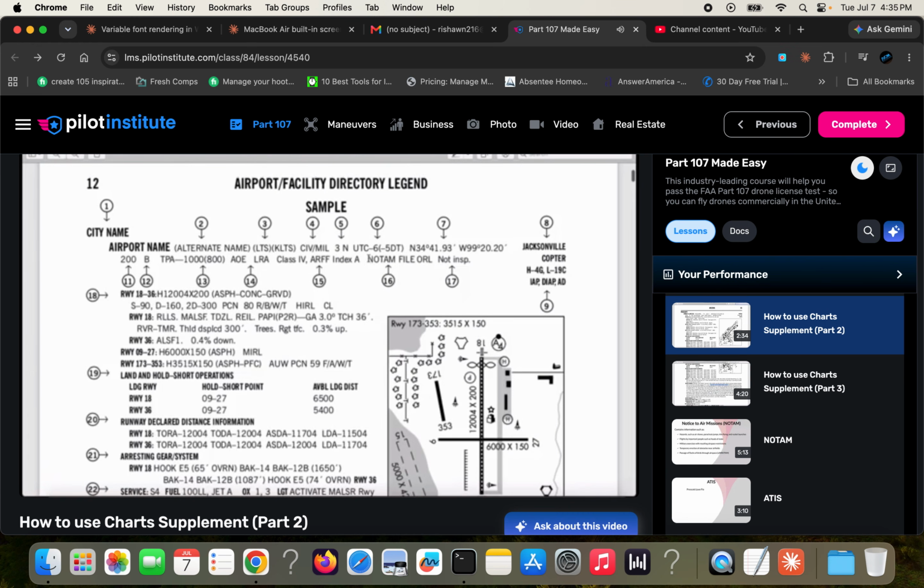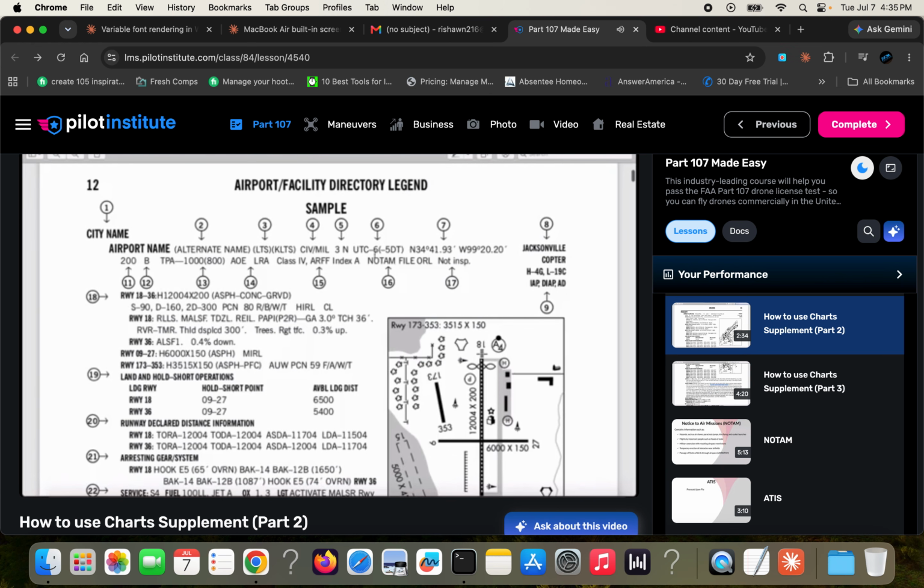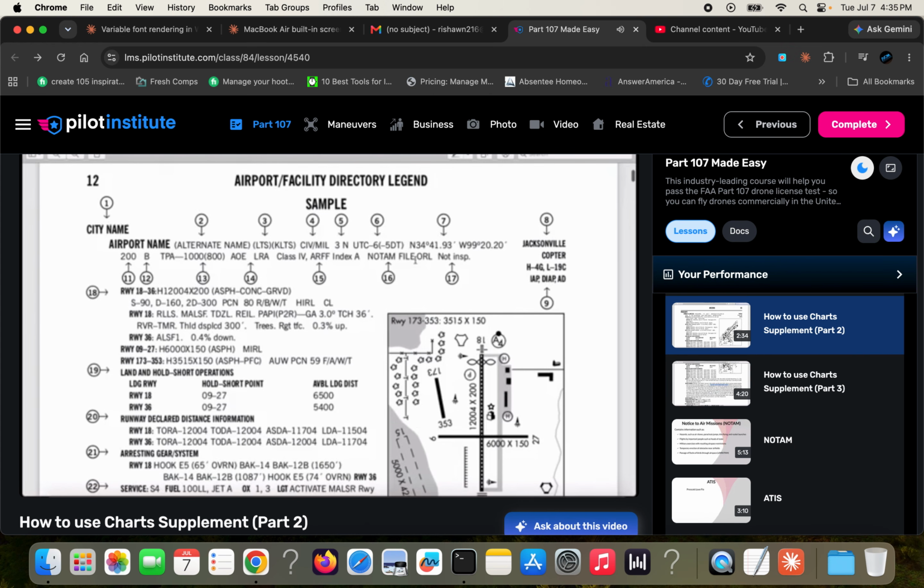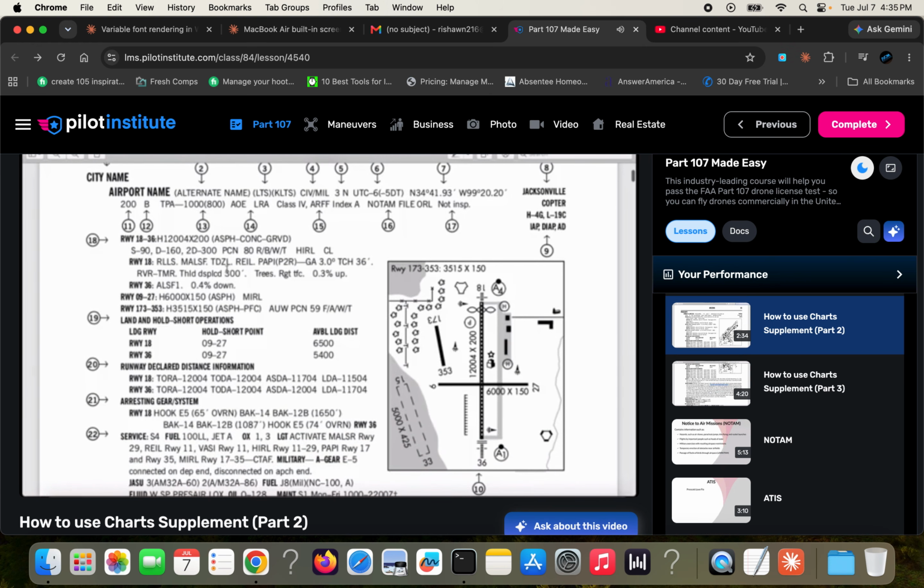The NOTAMs, we talked about the NOTAMs, we're going to talk about the NOTAMs in a minute. They're going to be filed in here under ORL. That's just the main airport, the main area that's going to do this. Now, the important part is the next section here.